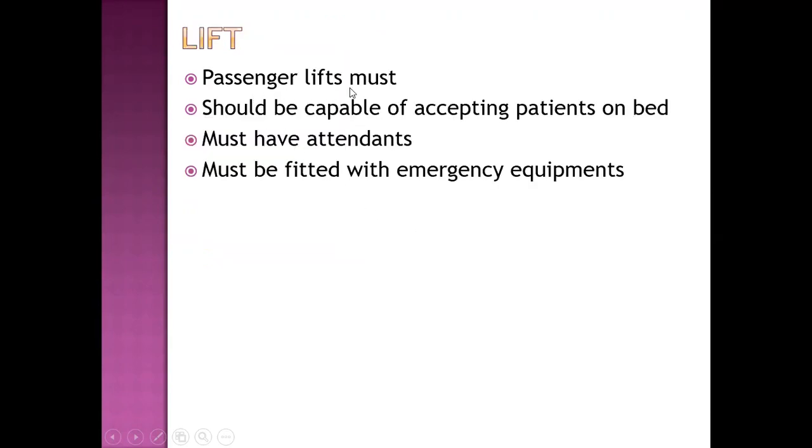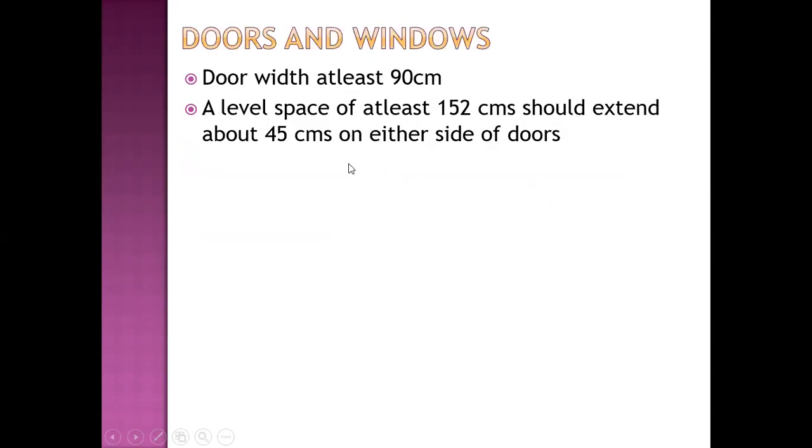There should be a passenger lift along with the other lift. Then lift should be capable of accepting patients on bed. Lift must have attendants while in operation, and lift must be fitted with emergency equipment. Doors should have a width of at least 90 centimeters and a level space of at least 152 centimeters should extend about 45 centimeters on either side of room for specially abled patients and staff.